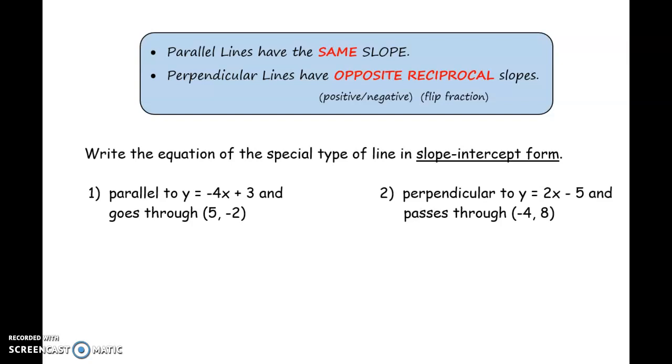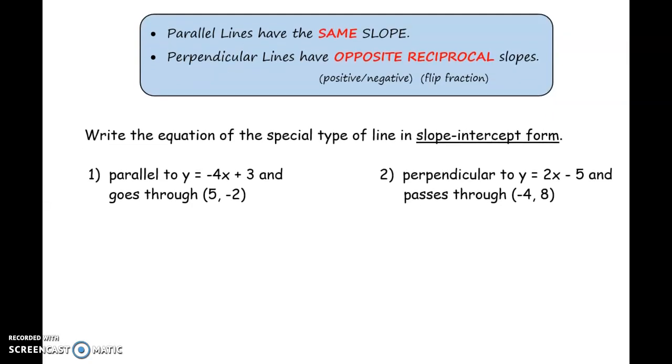Right, so the first equation says it's parallel to negative 4x plus 3 and goes through the point 5, negative 2. So we know we always like to find our slope first. We know parallel lines from up here have the same slope, okay? So because parallel lines have the same slope, since the slope of this line is negative 4, the slope of our line is going to be negative 4.